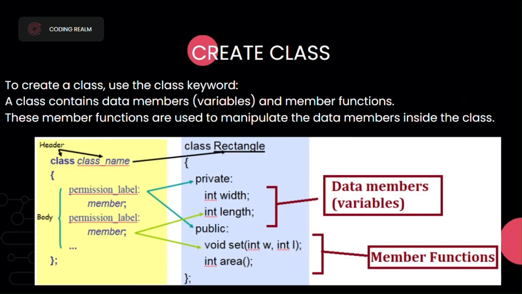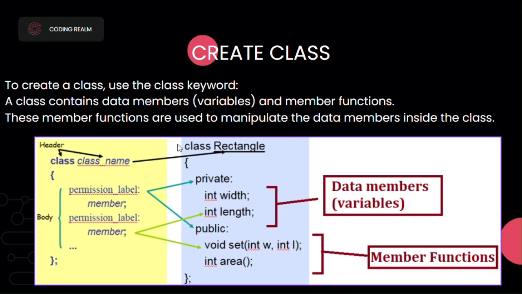Now, how to create a class. To create a class, we need to use the class keyword. Like here, I use class. This is the keyword for the declaration of a class. A class contains data members, like variables, and member functions. These member functions are used to manipulate the data members inside the class. This is the declaration of a class. It starts with the keyword and the class name. I open the braces, I put the body of code, and at the end I put a semicolon here.